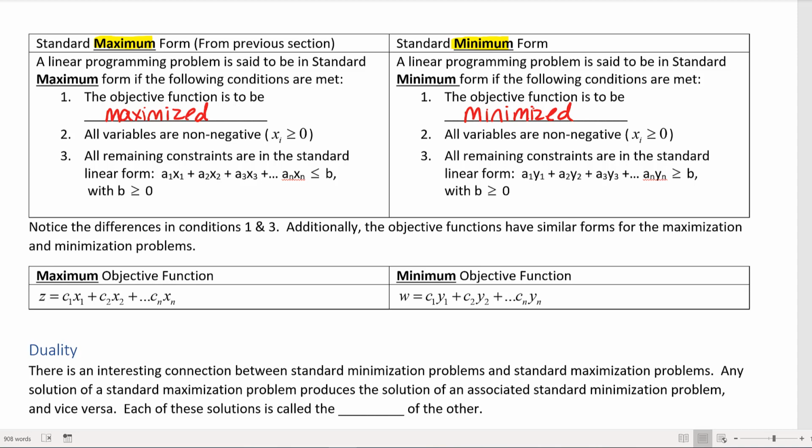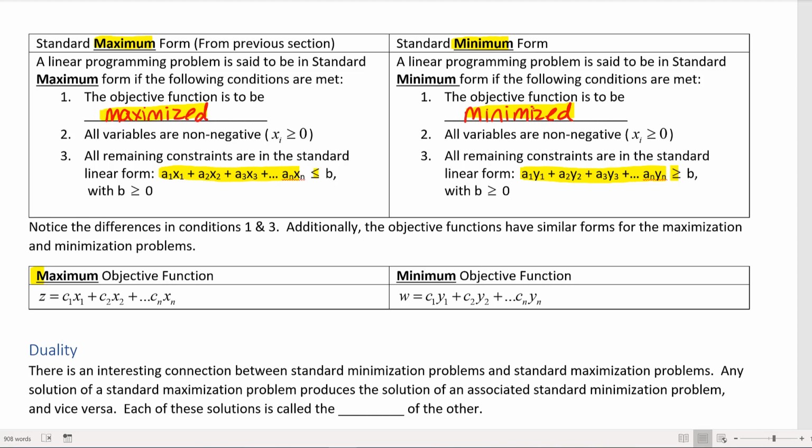So note the differences in conditions 1 and 3. Condition 1, the objective function is either maximized or minimized depending on which one we're working on. And in condition 3, we are using x variables instead of y variables or vice versa. And the other thing that is different is the inequality has the opposite sign. So as long as it's in the standard minimum form, we're going to be learning how to solve those types of problems today.